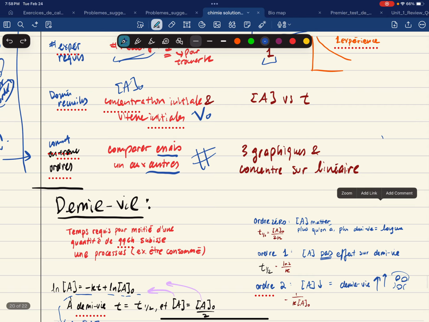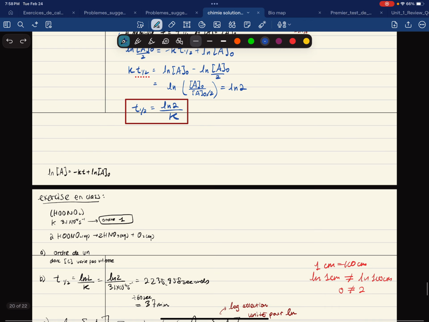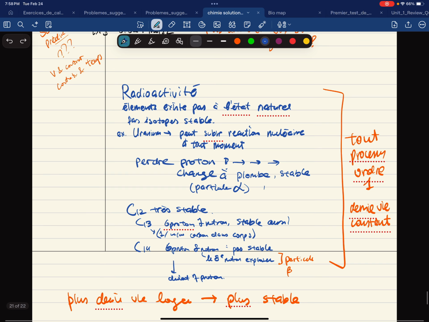Yeah. And comment trouver les ordres? It's from the graphic using the concept of which one's linear. The demi-vie is not going to be on our test, so I won't talk about it. Radioactivity neither. That's it. That's it for the first unit.